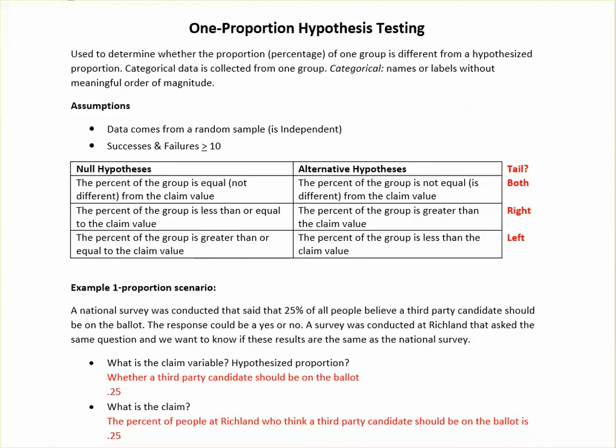The assumptions are that the data comes from a random sample, so it's independent, and that your successes and failures are greater than or equal to 10. Remember, successes and failures: in the prison example, success would be that they didn't go back to jail, and a failure would be that they did go to jail.